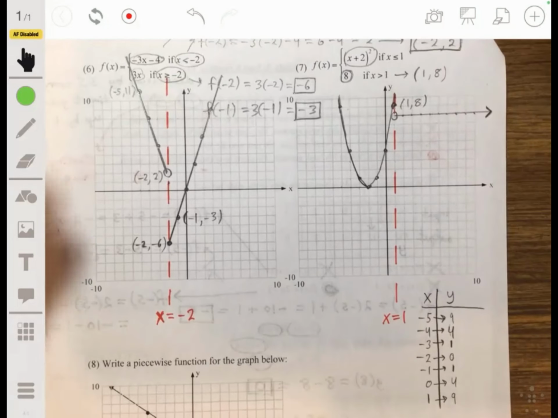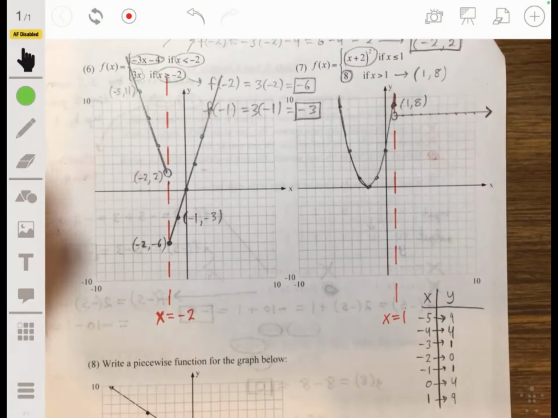Let's make sure we stop it there. That point is going to be 1, 9. All right, the next one, we're going to go backwards and we're going to then make a piecewise function. So we're just going to write the equation essentially.